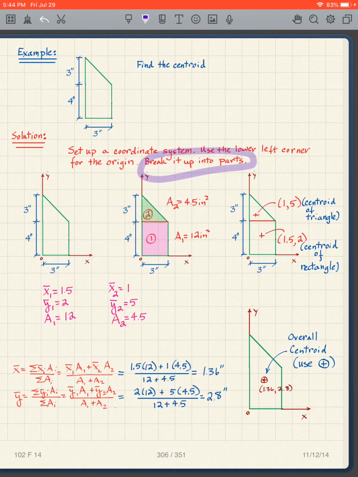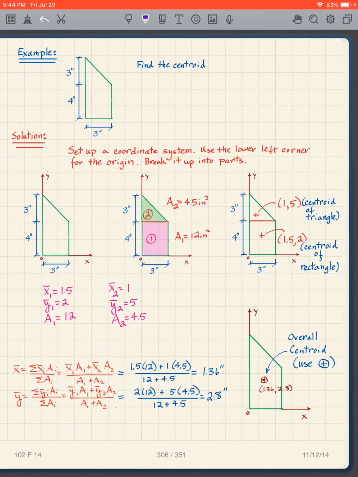And we're going to break it up into the parts that I just mentioned. So I'm going to put my coordinate system here at the lower left corner, and break it up into area 1 and area 2. You can figure this out: area 2 is 4.5 square inches, because it's 1/2 the base times the height, 1/2 times 3 times 3. And the rectangle is 3 times 4, so it's 12 square inches. Then I'm going to note where the centroid of each piece is.